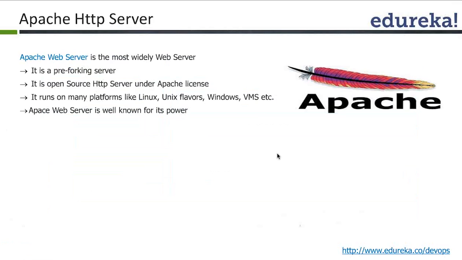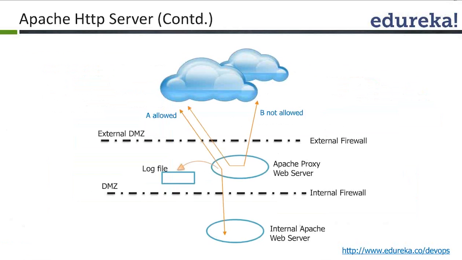Okay, so as I said, it's the most widely used. It's open source. Rather, every flavor of Unix actually has its own. So you might have heard sometimes of the IBM HTTP Server, Oracle HTTP Server. Now they are all Apache servers rebranded by these organizations. Basically, they're just using Apache as the server to do the services.